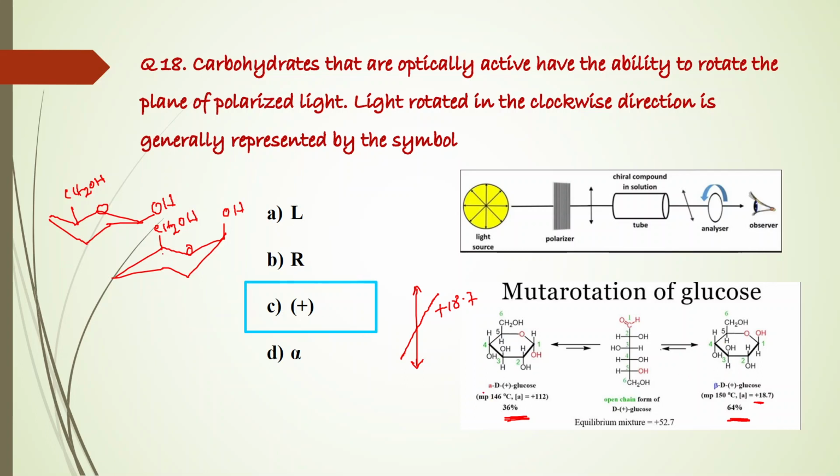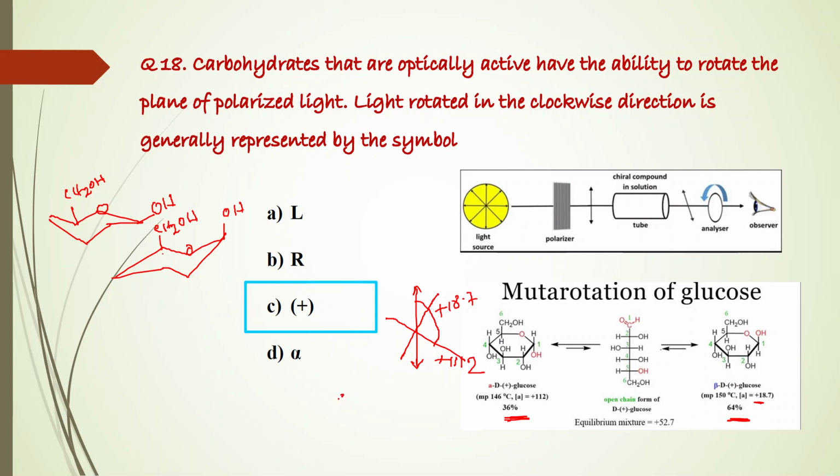Now again, there are alpha forms present as well. They have a rotation of plane polarized light of plus 112. So the rotation is much more, something like this angle. So for the alpha form, we have a plus 112 rotation. Now in the solution, we have both alpha and beta forms. So ultimately, what will be the final turning of this light? How much will the light be deviated from its direction?